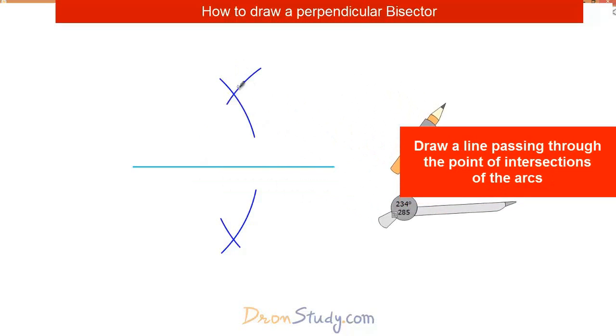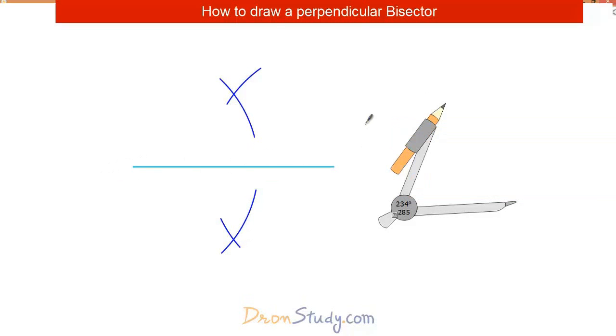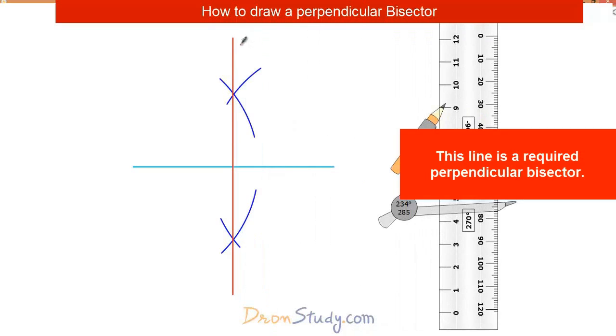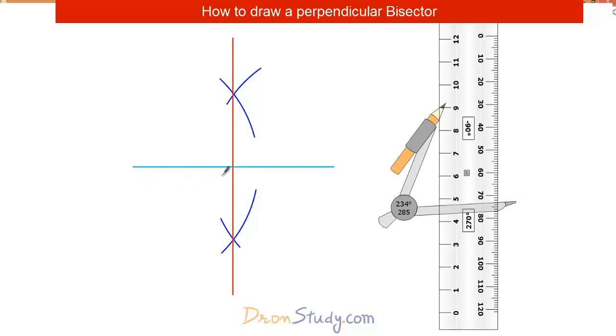Now join a line segment passing through this point of intersections, and that will be a perpendicular bisector of the given line segment. So take a scale and draw a line passing through these 2 points of intersection, and then this line segment is a perpendicular bisector of the given line segment. It is a perpendicular bisector, it means this line segment and this line segment will be equal. It means this point will be the midpoint of the line segment and this angle will be 90 degrees.